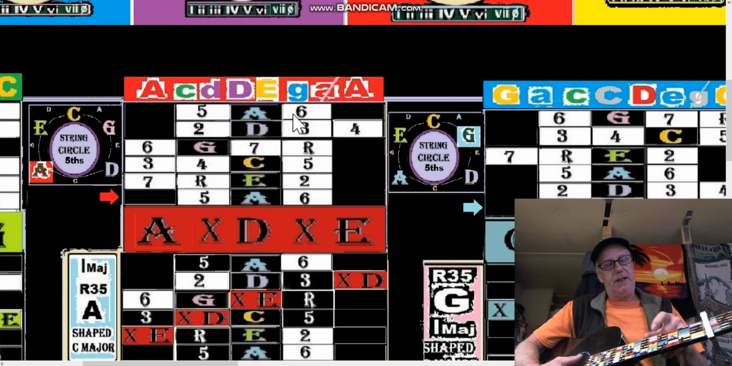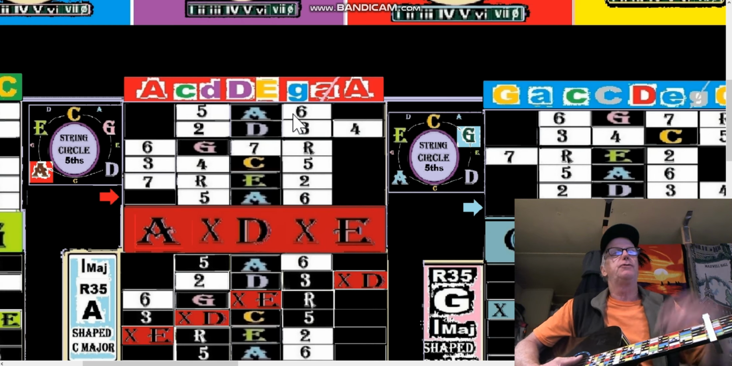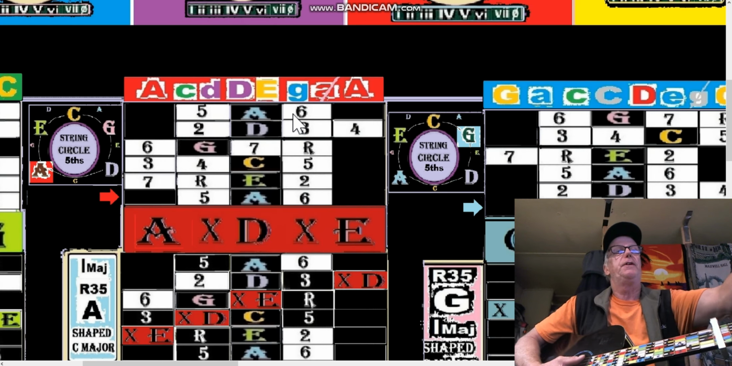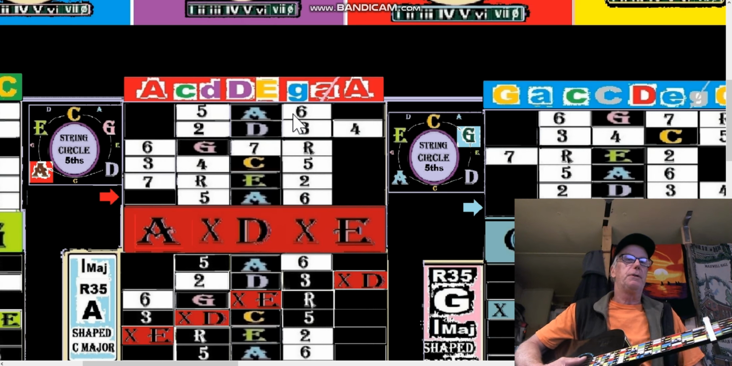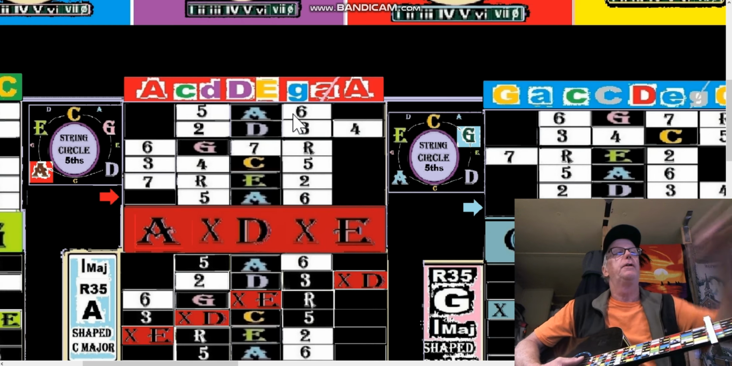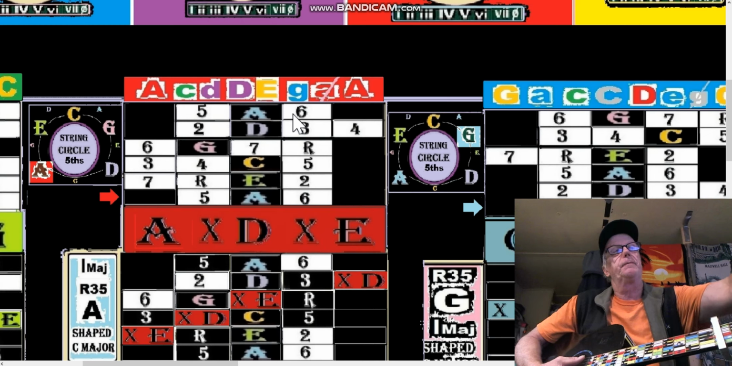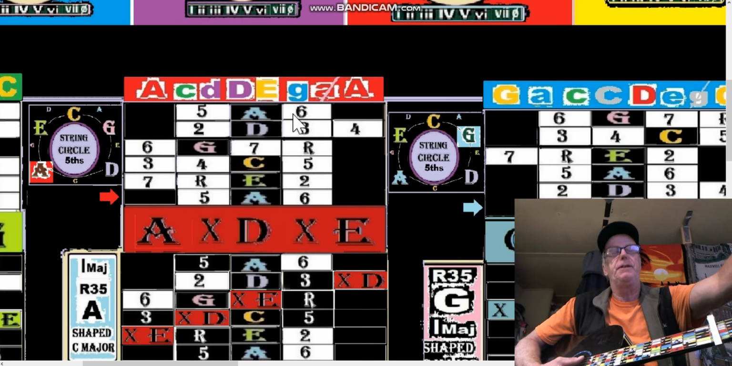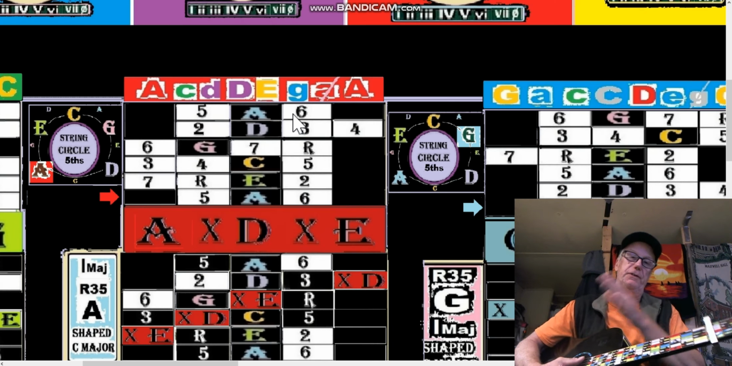So that's what we're looking at. You have the A dot. You start from the A. If you want to consider that A the fifth of something, you should know that A is the fifth of D. If you want to know what something's the fifth of, just go up the scale to its fourth. The fourth of A is D, so A is the fifth of D. It doesn't matter if you count up an A scale, you're going to get to that fourth pretty much every time. So the fourth of the fifth is the fifth of the fourth.